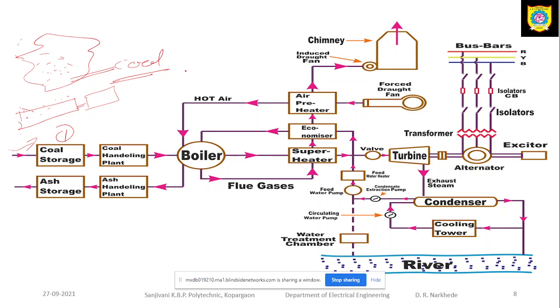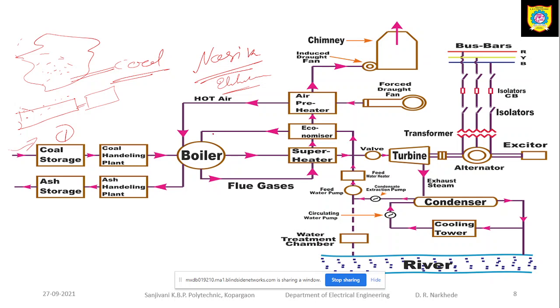The power plant nearest to us is Eklahare, Nashik. At Nashik we have a coal based thermal power plant. But if you observe, there is no coal mine near Nashik, so all the coal is transported from different parts of the country, or sometimes imported from Australia and other countries, and we use that coal for burning purposes.